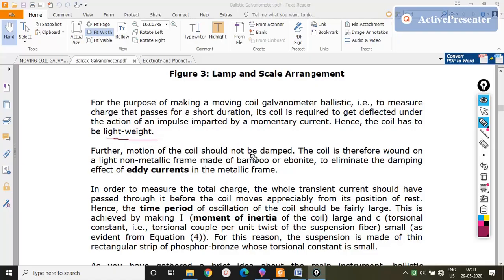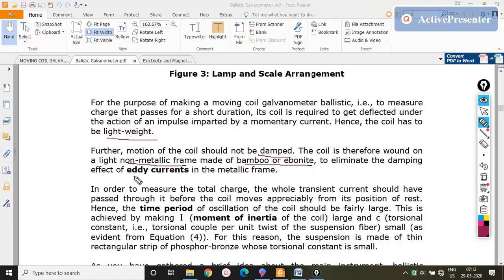Again, the motion of the coil should not be damped. That is, the damping which we were looking for in the dead beat type galvanometers should be avoided here. So the coil is wound over a non-metallic frame made of bamboo or ebonite. What is ebonite? Ebonite is hard rubber.